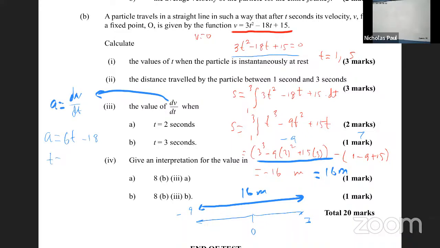When t is 2, tell me what you got. What do you get? Minus 6. Minus 6 meters per second squared. And when t is 3, what did you get? 0. Nice.